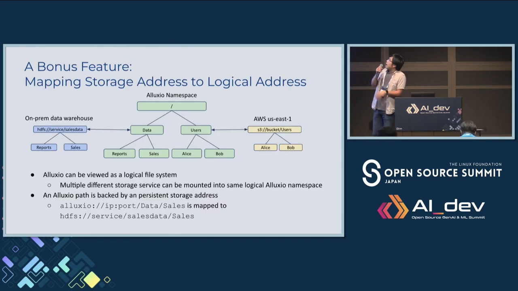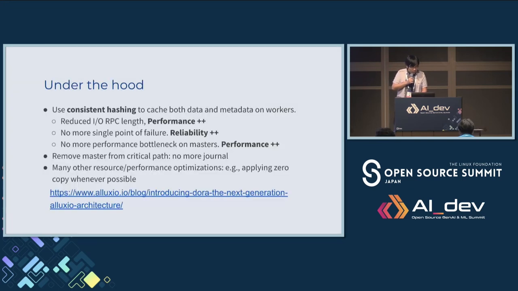Okay. So after you build such a layer, a bonus feature is that you have the ability to map a storage address to a logical address, as I show here. These days, we have seen customers maintaining multiple different clusters, different types of storage from vendors to public clouds, and in different regions. They want to provide a logical view to their customers. So the benefit of having this extra layer in between is the possibility to make them into one logical namespace, so that, as I will talk about later, from the programming perspective, it's much easier to handle.